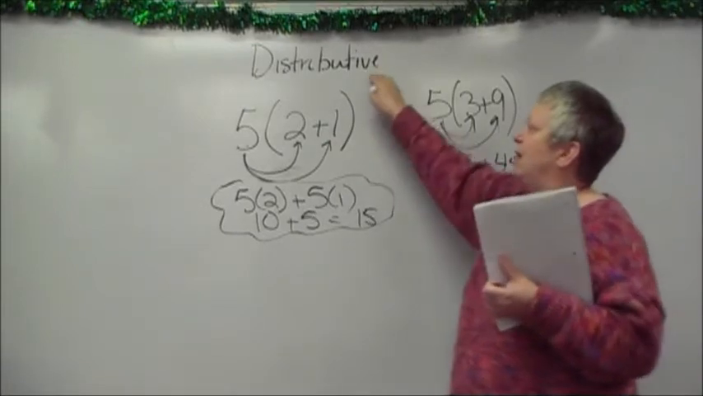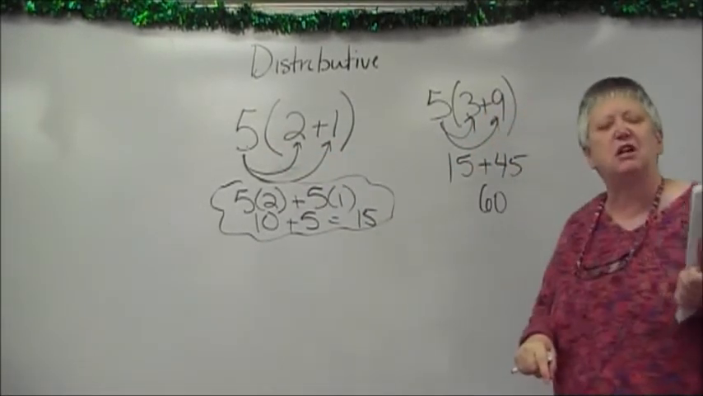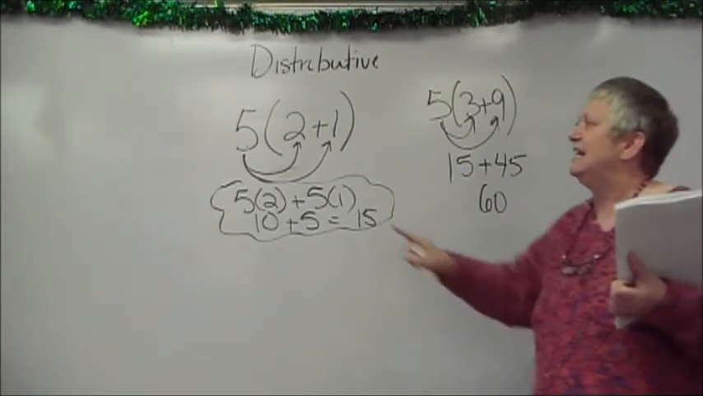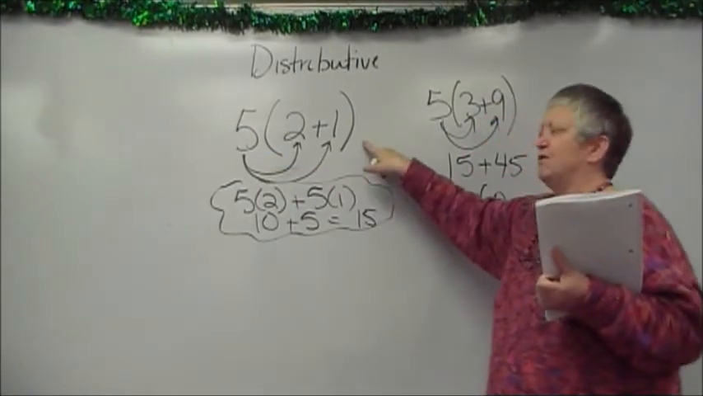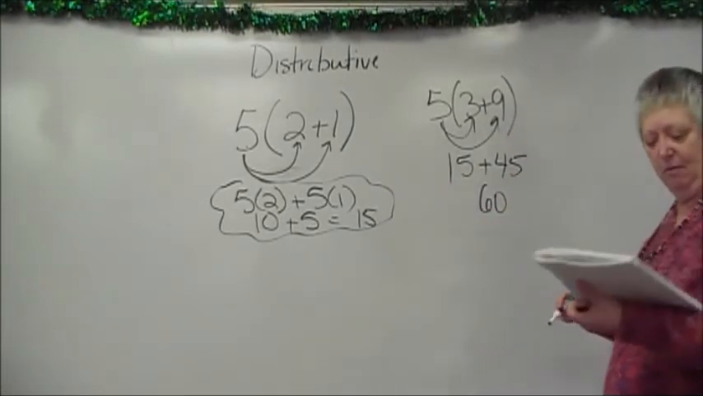But the distributive property is you're going to take whatever you have outside, times it by each individual term on the inside. Doesn't matter if the 5 is on this side or if it's on that side. You can rearrange it because, you know, that is the commutative property.